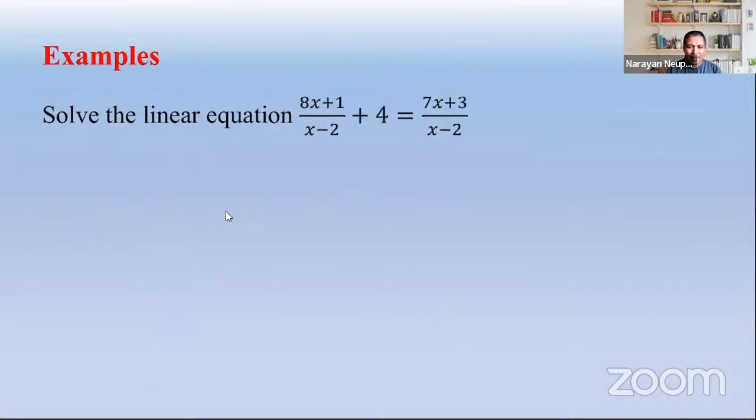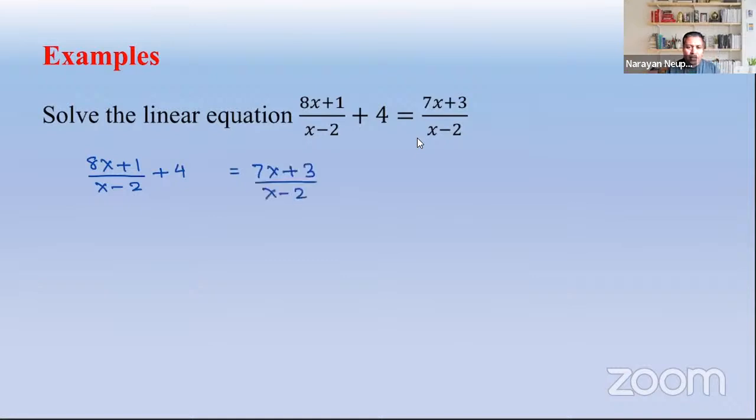Okay, here is our last example. Still, we are solving the linear equation, and the equation given here is 8x plus 1 over x minus 2 plus 4 is equal to 7x plus 3 over x minus 2.